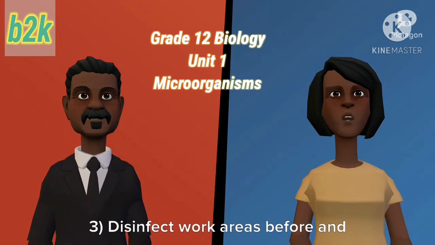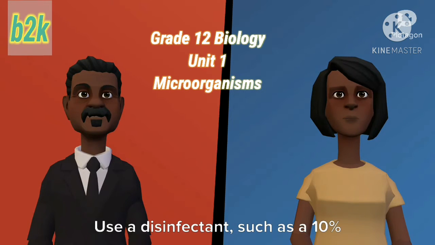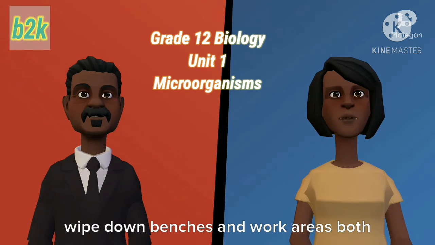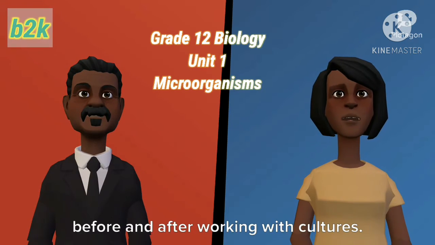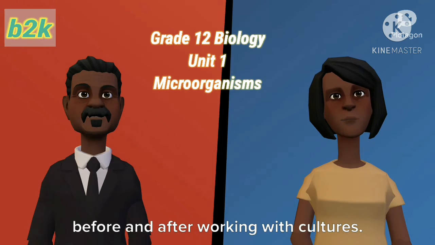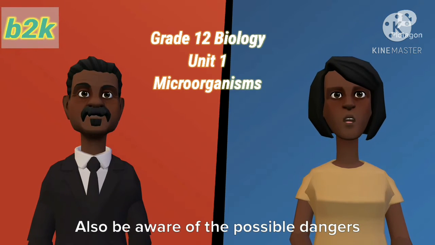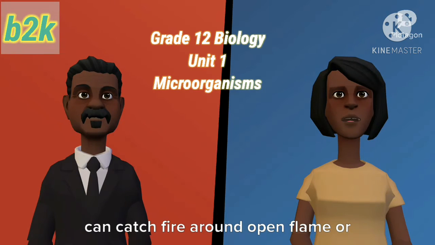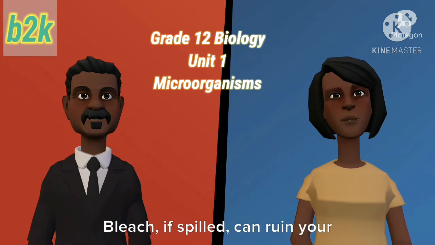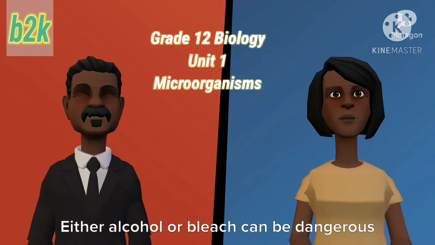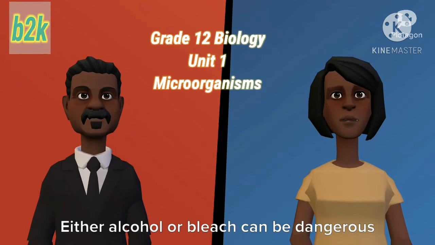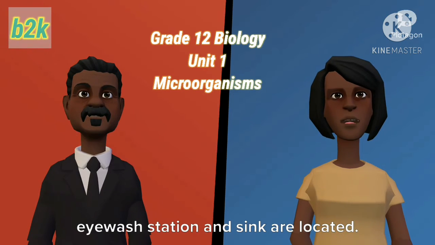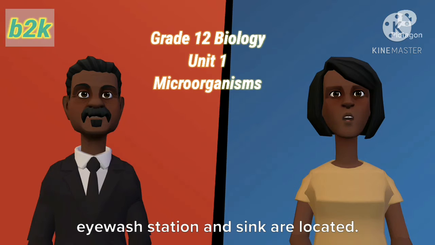3. Disinfect work areas before and after use. Use a disinfectant, such as a 10% bleach or 70% ethanol solution, to wipe down benches and work areas both before and after working with cultures. Also be aware of the possible dangers of the disinfectant, as 70% ethanol can catch fire around open flame or high heat sources. Bleach, if spilled, can ruin your clothing. Either alcohol or bleach can be dangerous if splashed in the eyes. You should know where the nearest eyewash station and sink are located.